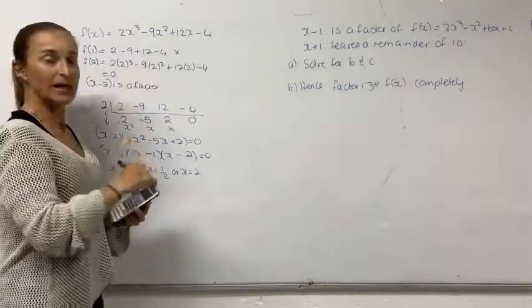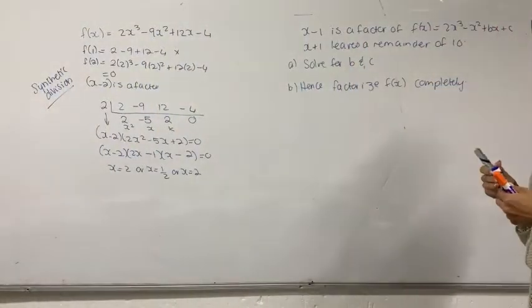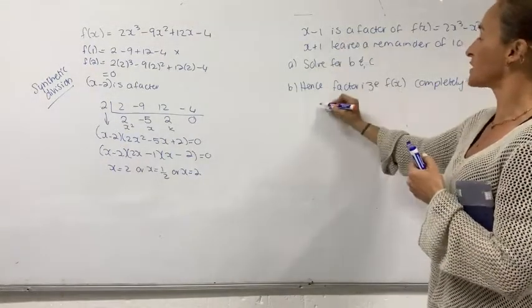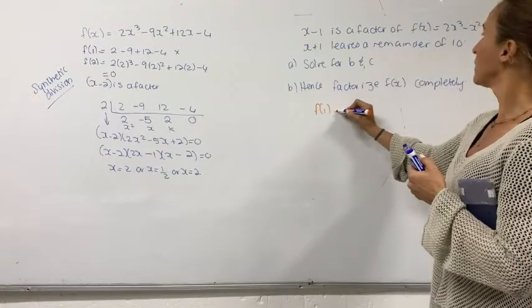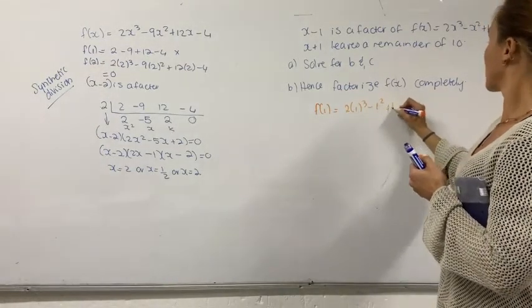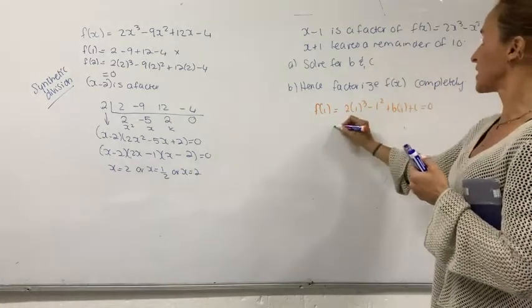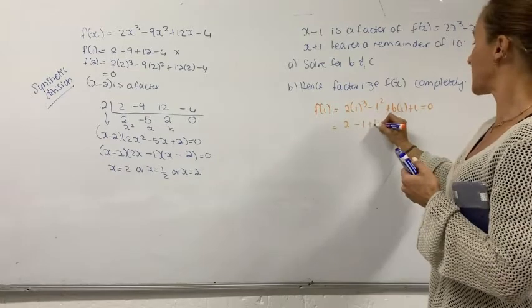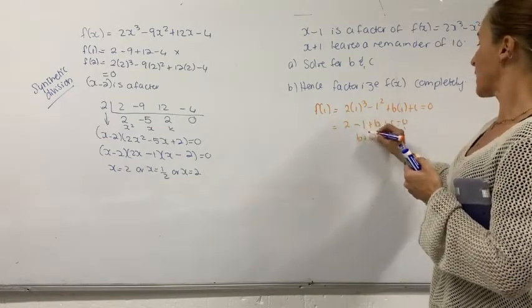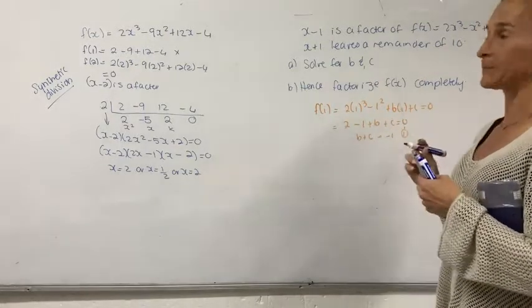Okay, so we're going to do it again here, but here we go a little bit further. I say to you in this question, x minus 1 is a factor of this. What does that mean? It means if x minus 1 is a factor, if I put 1 into x, it equals 0. A factor means it equals 0. So let's simplify this. 2 minus 1 plus b plus c equals 0. So b plus c equals minus 1, and we're going to call that equation 1.